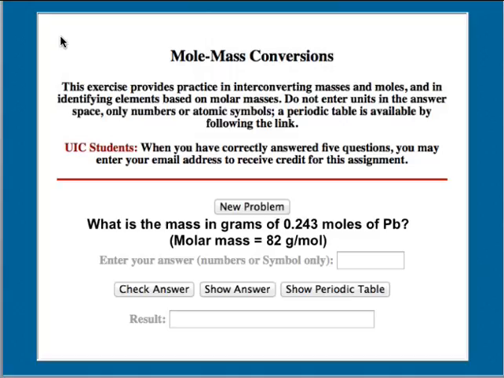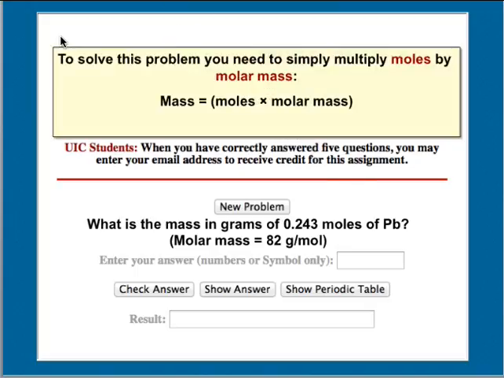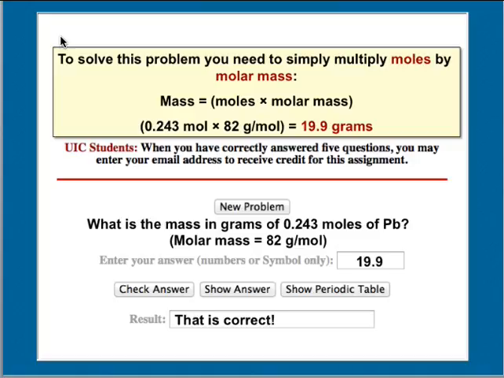One another mass. We are given a certain number of moles of lead. One mole of lead weighs 82 grams. Take your same basic equation. Mass divided by moles is molar mass. Therefore, mass is moles multiplied by molar mass. So we're going to multiply 0.243 times 82, and that's 19.9 grams.